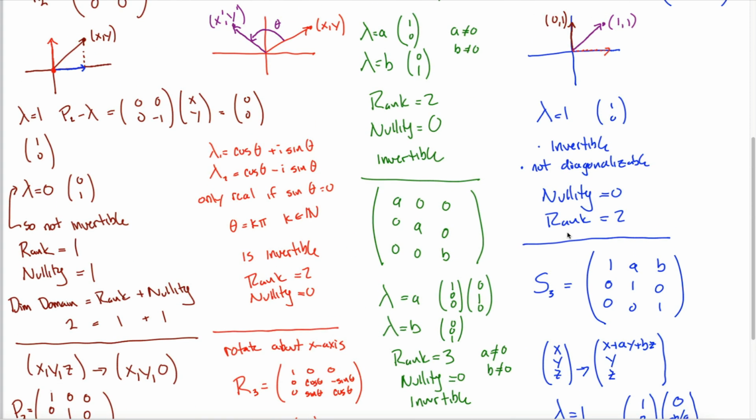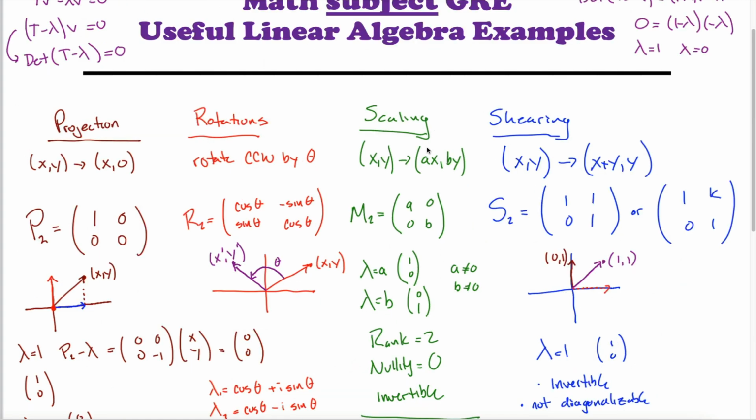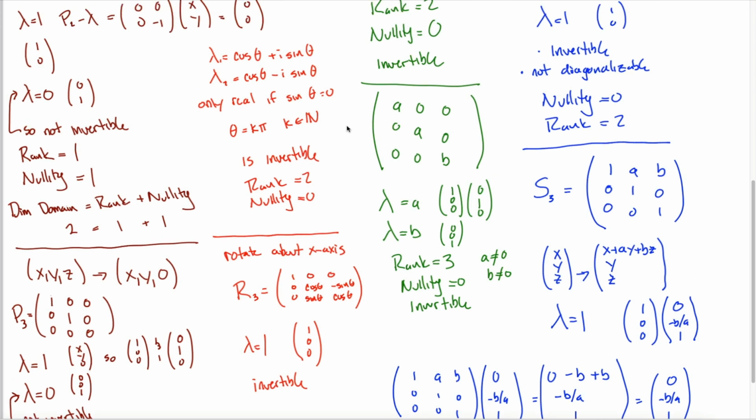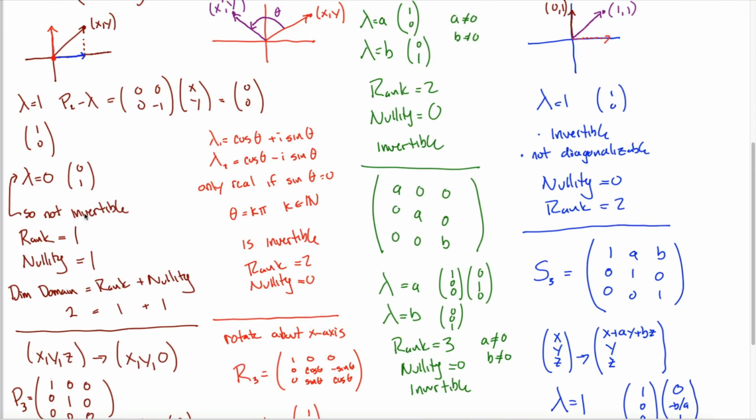I like these examples because, with the exception of this very last one, you can visualize all of these in your head. And that property of being able to visualize all these transformations, both in 2 and 3 dimensions, and being able to easily figure out ranks, nullities, whether they're invertible or not, eigenvalues, eigenvectors, all that kind of stuff, can make them really easy to use as counterexamples on problems.